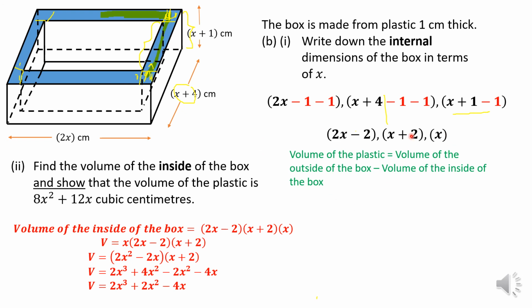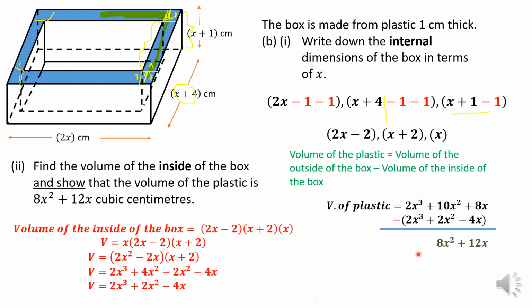So I must take the volume of the outside of the box, which I hope you remember from my previous step, it was 2x cubed plus 10x squared plus 8x. And I will subtract this volume of the inside. I put it in brackets because subtraction changes everything. All right, the 2x cubes eliminate, leaving me with 8x squared plus 12x, which is the required answer for this particular question.